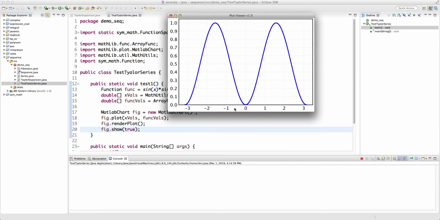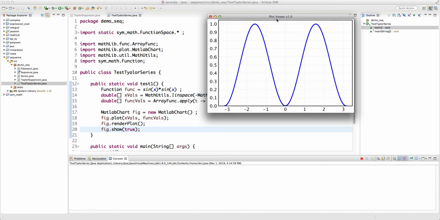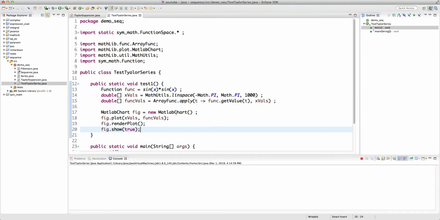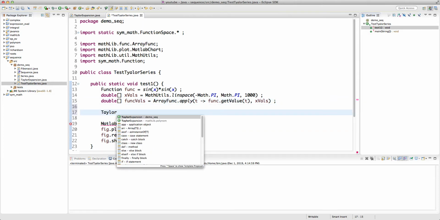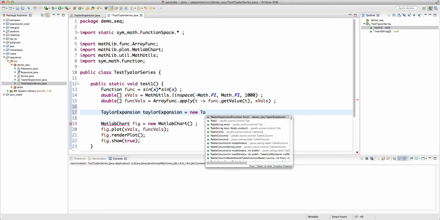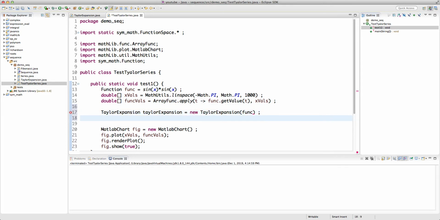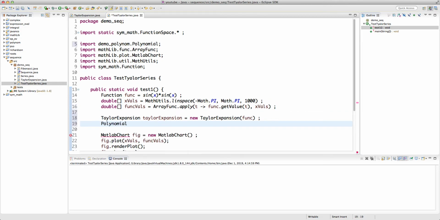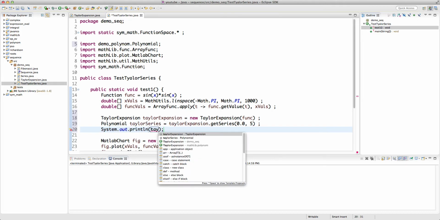Alright, so this is the x-axis and this is the function. We're plotting sine squared, and alright, now let's try to get the Taylor series around x equals 0. So in order to do that, I'm going to create a Taylor expansion object, new Taylor expansion. I'm going to pass our function here, and then I'm going to create a polynomial, Taylor series or series Taylor polynomials, and we're going to call the Taylor expansion get series, and around 0 we're going to have 5 terms, and sys out Taylor series.